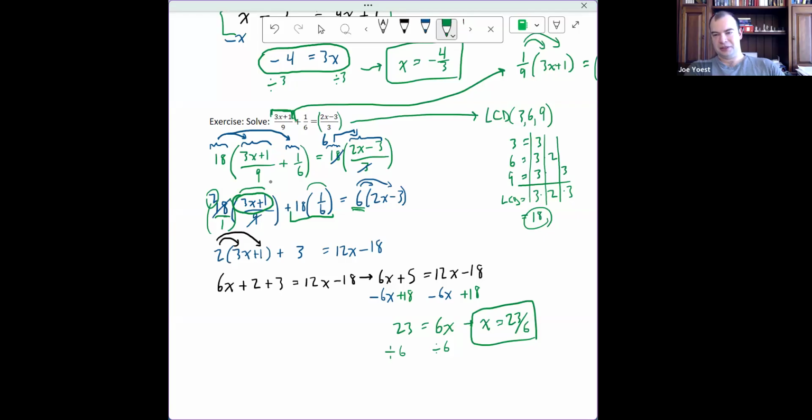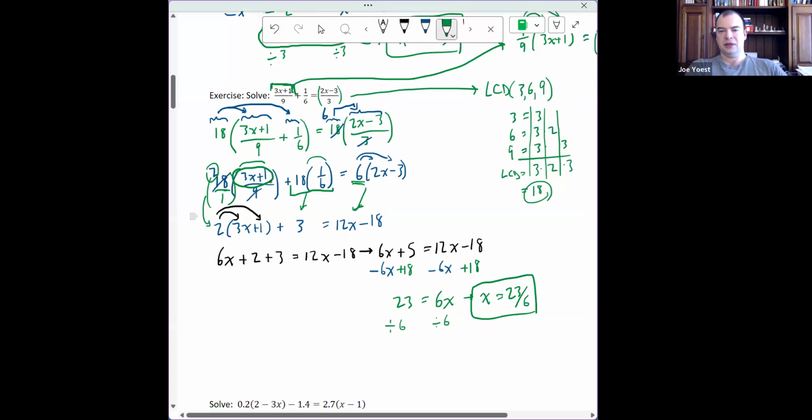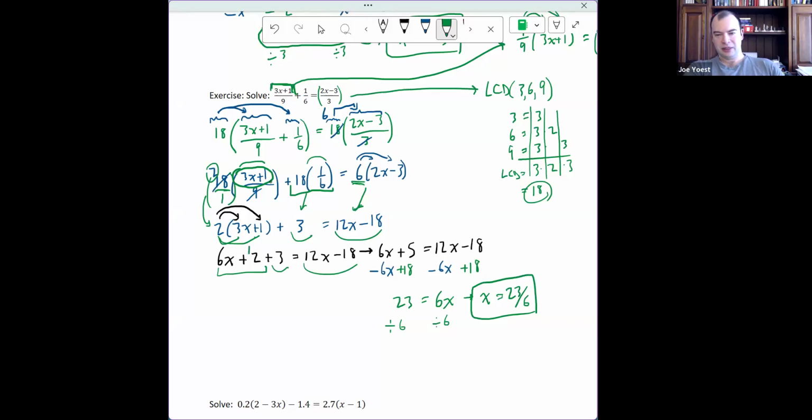So on the right-hand side, I distribute my 6 and get 12x minus 18. On the left-hand side, this 18 times 1/6 is 3. And then I have my 2 that still needs to distribute. I'm going to distribute my 2, giving me 6x plus 2. And then the plus 3 and the 12x minus 18 all just come down. My right-hand side is simple. It's fully simplified, 12x minus 18. My left-hand side has 2 constant terms that can come together, making 6x plus 5 equals 12x minus 18.